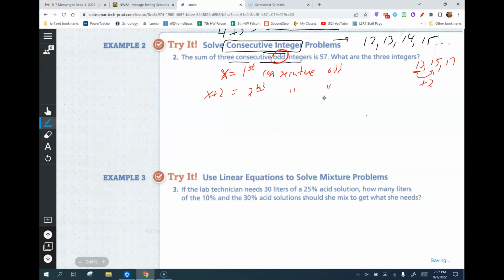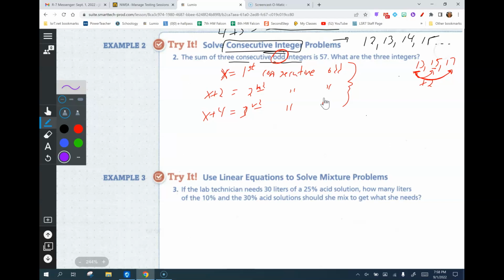Then if I want to get my third consecutive odd, what do I do to my first one? I can't go off this one. I have to go from my first one because that's x. Everything has to be based on x. So what do I do from 13 to 17? I'm going to add 4. That's going to be my third consecutive odd. Okay, so that's what I need to set up first. My first one's going to be x, x plus 2, and x plus 4. If you don't set this up, in all my years of teaching, people who don't set this up usually get it wrong. Take the time to do it.